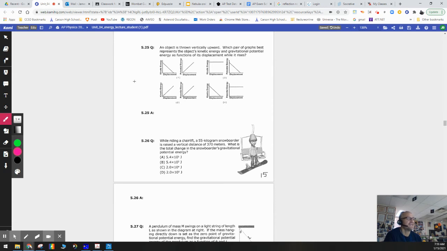Okay. Take a look at this problem here. An object is thrown vertically upward. So you have an object here, and it's going upwards like this. And which graphs best represent the object's kinetic energy and gravitational potential energy as a function of its displacement?